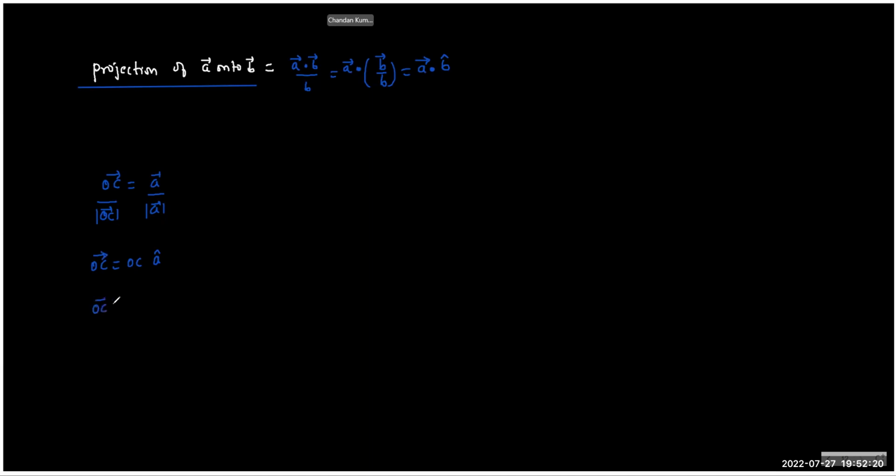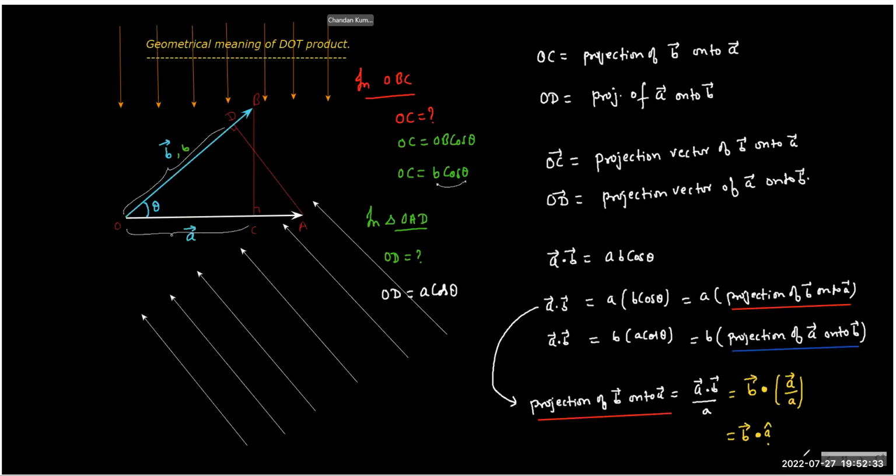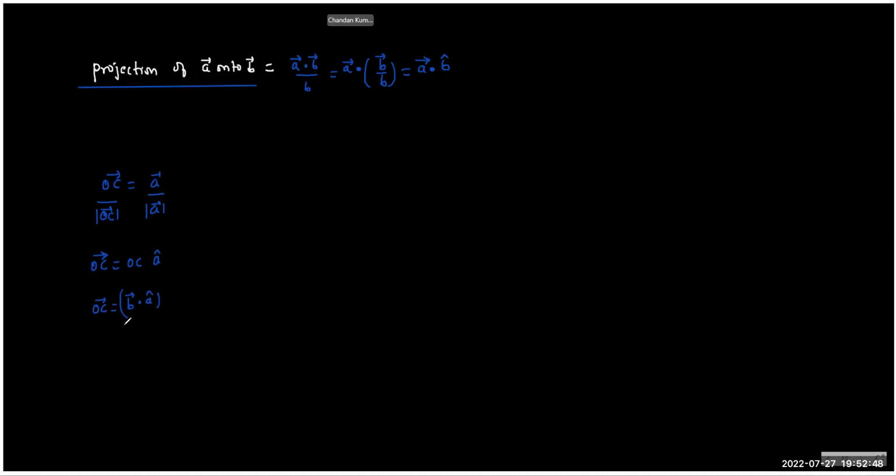And OC we got. OC is the projection value. What was OC, if you remember? B dot A cap, if you remember. OC was the projection of B onto A. You can check. One second. OC is the projection of B onto A. Yes or no? Yes. So does this make sense? OC is B dot A into A cap.